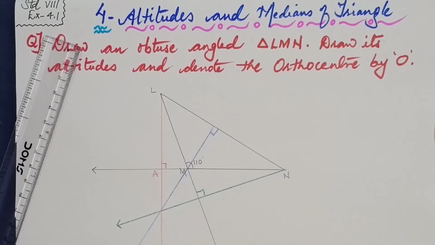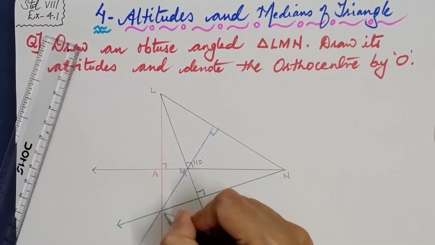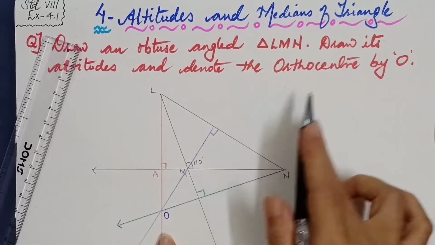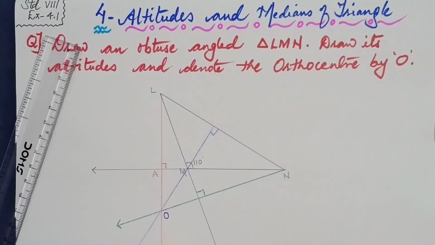As you all can see, all the three altitudes are meeting at one common point. Let us name this point as O. And this point O is denoted as orthocenter. It is called the point of concurrence. And the point of concurrence of all the three altitudes is called the orthocenter.